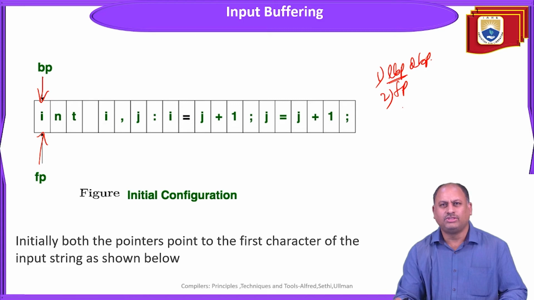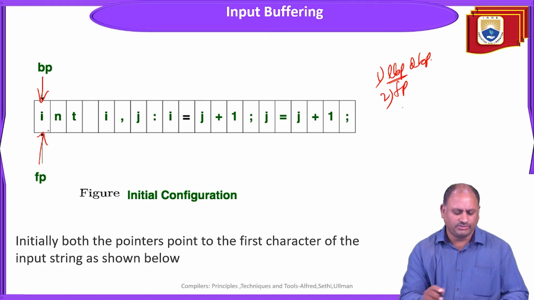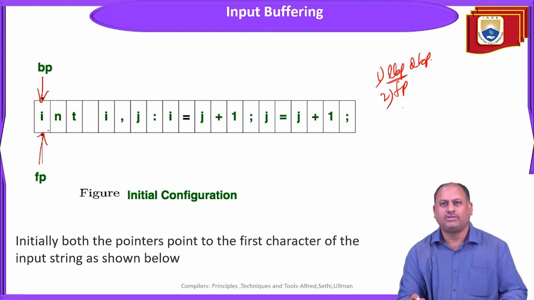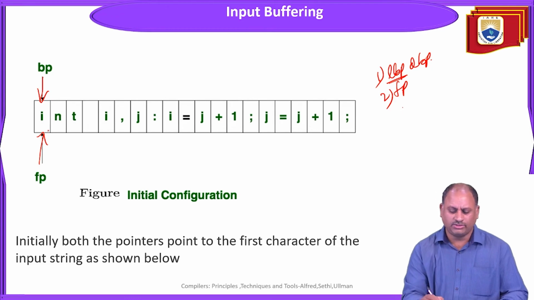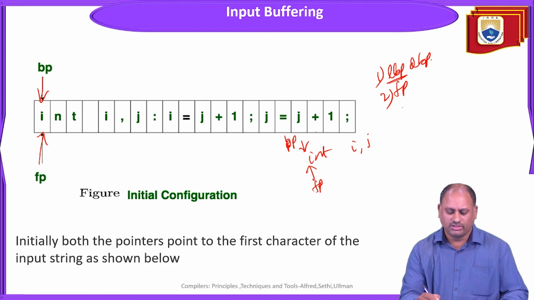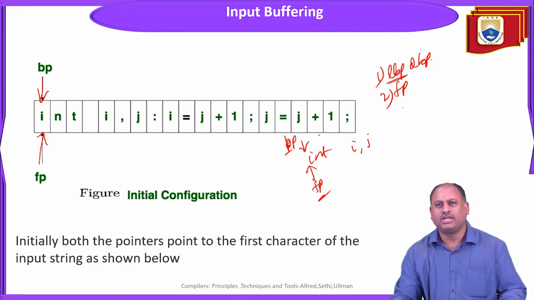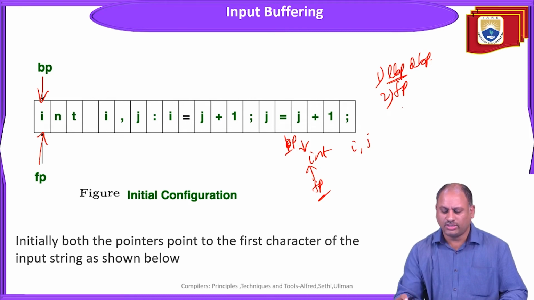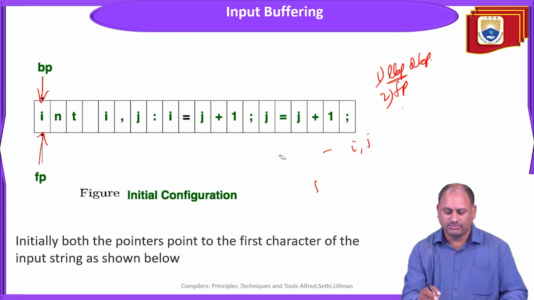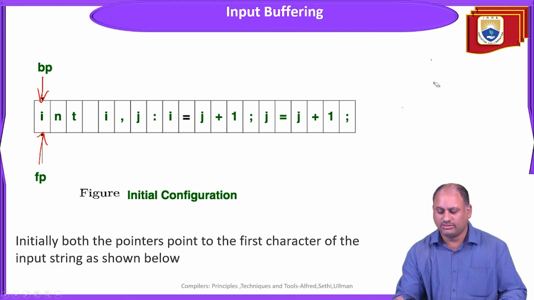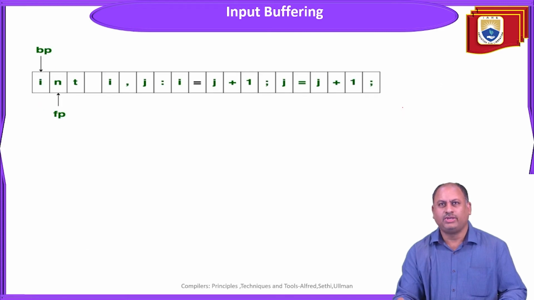Initially both the pointers will be placed at the beginning, at the first character of the string. Here we declared, suppose, int i, j. So what is the first character? This is the first character. These two pointers, the lexeme begin pointer and the forward pointer, are kept at the beginning, and then the buffering mechanism starts. That means in the buffering mechanism, the first thing is reading the character. First, what is the character? That is i.